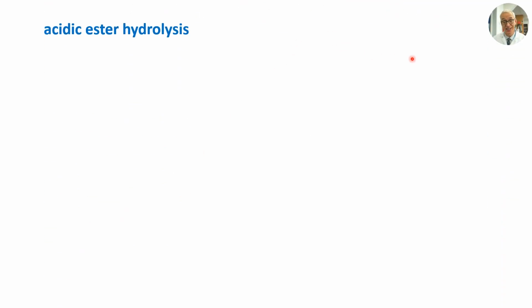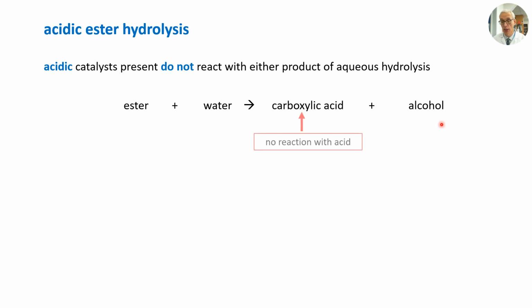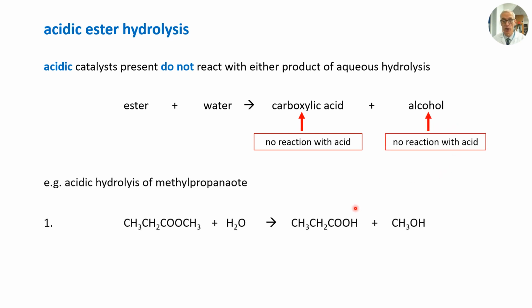Acidic hydrolysis is a simpler situation because acids do not react with either product of aqueous hydrolysis of an ester. An ester and water will form a carboxylic acid and an alcohol. Well, carboxylic acids do not react with mineral acids, and neither do alcohols. So if we look at the acidic hydrolysis of methyl propanoate, the propanoate will become propanoic acid and the methyl part will become methanol. Those are the final products of the hydrolysis.